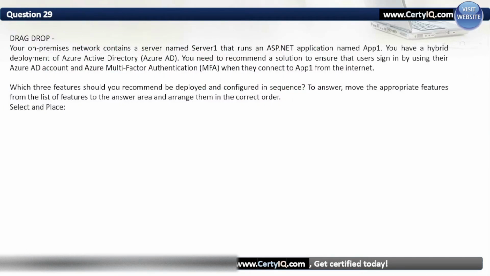Question 29. Drag drop. Your on-premises network contains a server named Server1 that runs an ASP.NET application named App1. You have a hybrid deployment of Azure AD. You need to recommend a solution to ensure that users sign in by using their Azure AD account and Azure multi-factor authentication when they connect to App1 from the internet. Which three features should you recommend be deployed and configured in sequence? To answer, move the appropriate features from the list of features to the answer area and arrange them in the correct order.